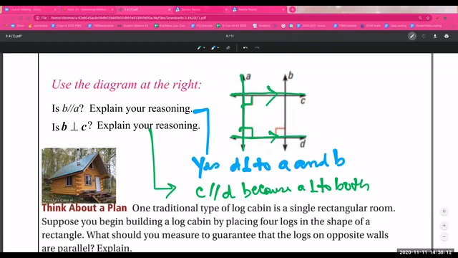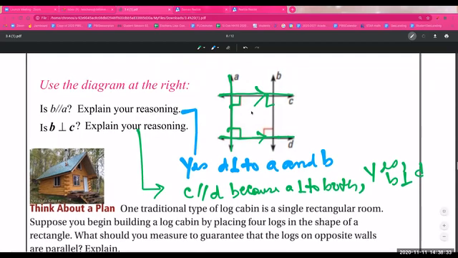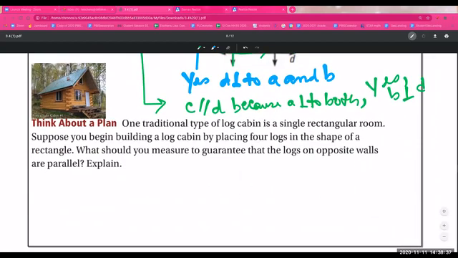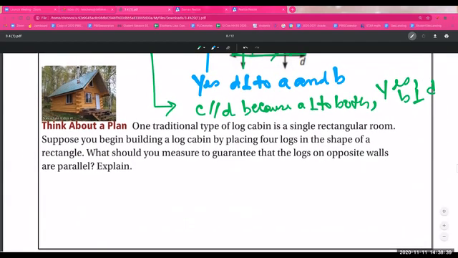Well, now, because B is perpendicular to D, then B is perpendicular to C. So you would say yes, because B is perpendicular to D. Okay, so that's that. Then we know that those are perpendicular. So we're using both proofs there. Now, this is important to understand because of this problem right here that says think about a plan.